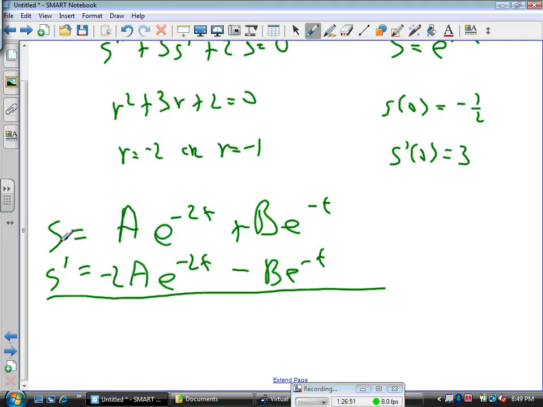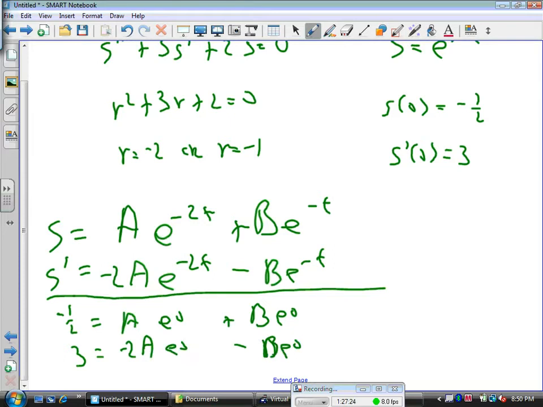All right, so you get s is what? Negative 1/2, when t is 0. So that's a e to the 0 plus b e to the 0. That's nice, because e to the 0 is just 1. That's what's nice about initial conditions at 0. But it doesn't have to be at 0. You can still do it. What's s prime? 3. Again, when t is 0. So negative 2a e to the 0 minus b e to the 0.